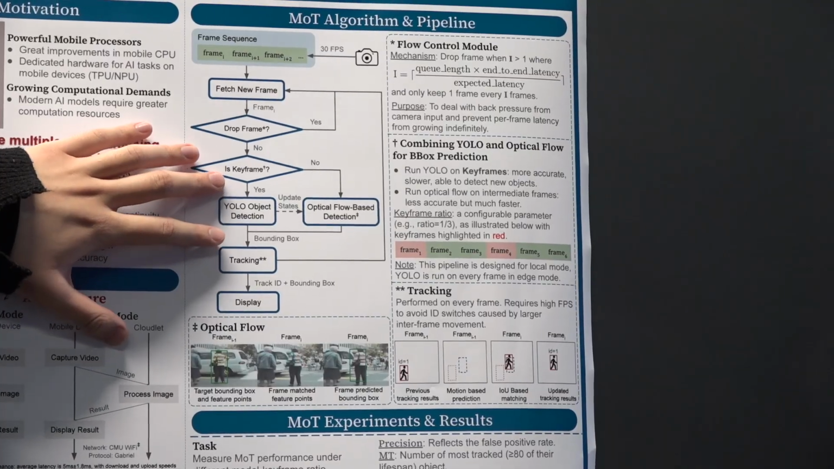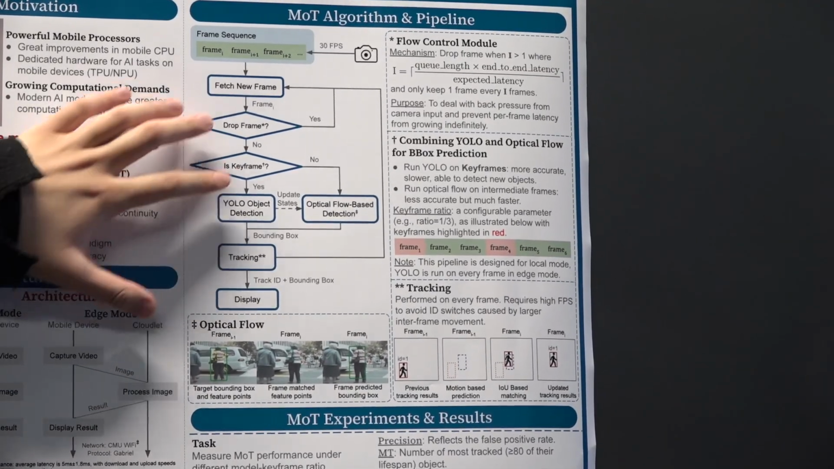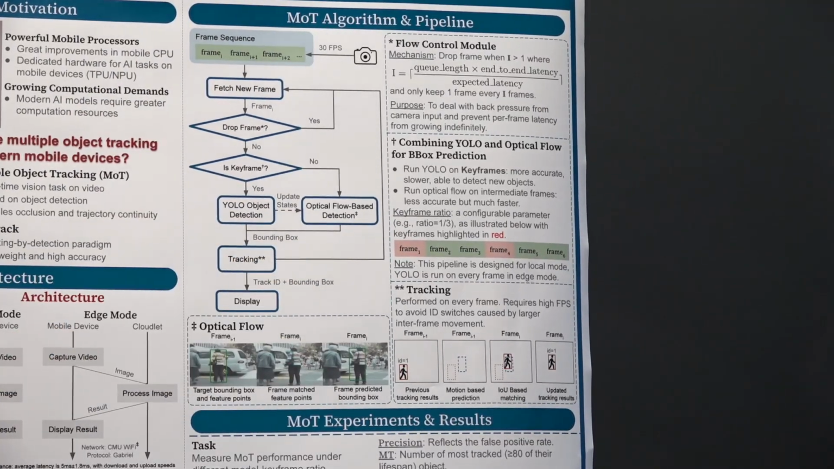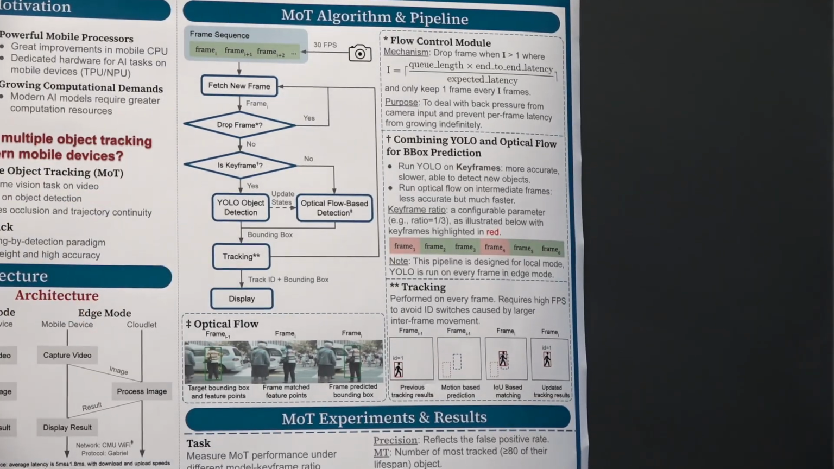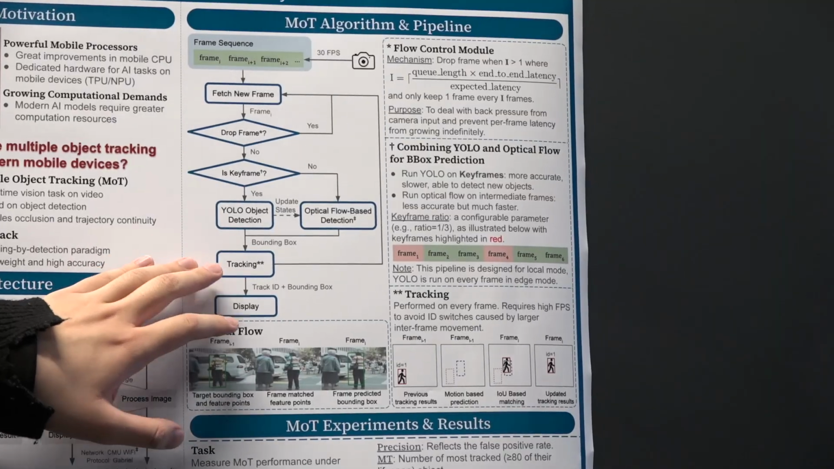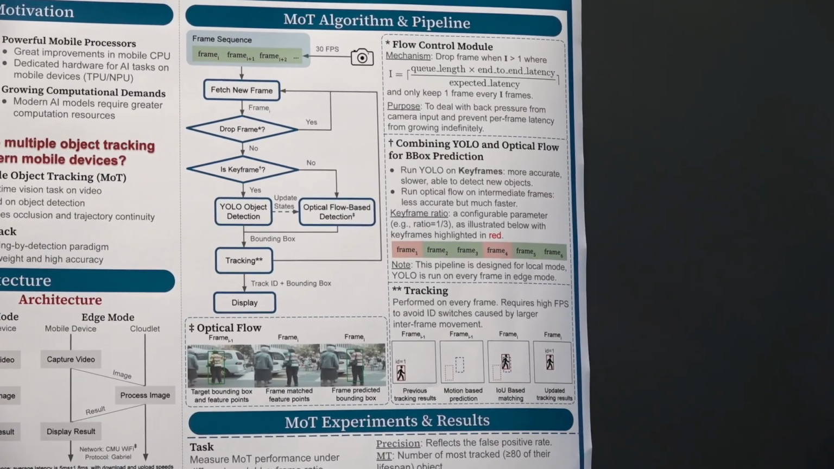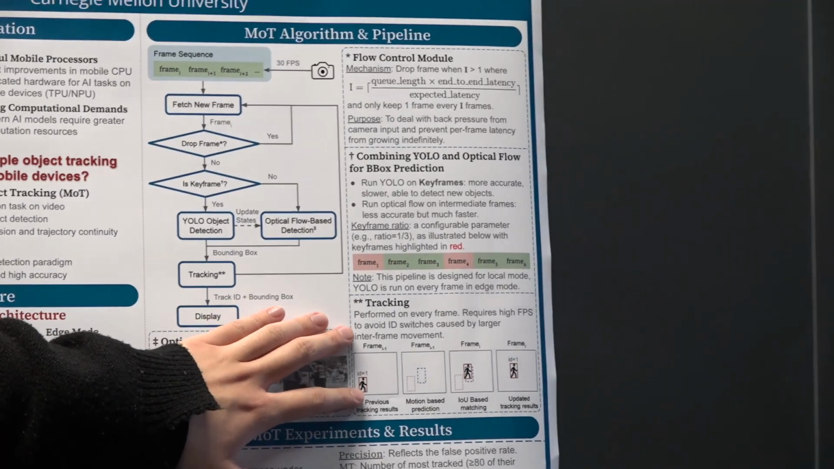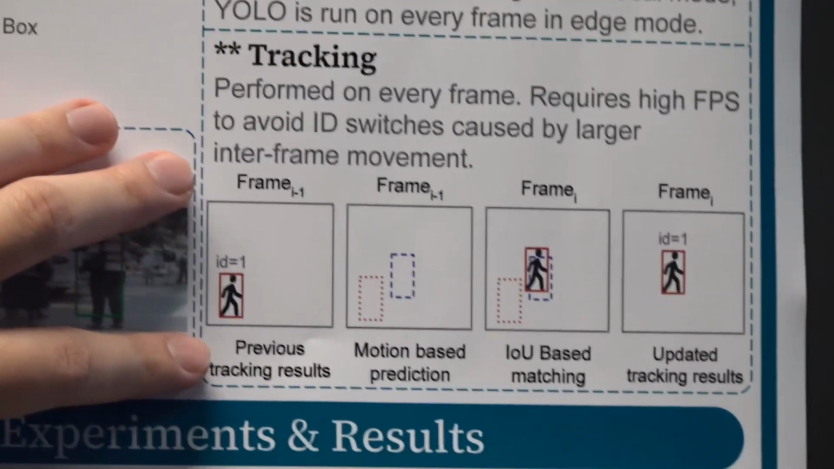Now, if the frame is a keyframe, we will run the neural object detection as we mentioned before. If it's not, we'll run the optical flow-based detection. Both of them will generate the bounding box with the same format, and it will be input to the tracking layer. In the tracking layer, we actually perform tracking on each frame, because tracking requires very high FPS to avoid the ID switch caused by larger interframe movement.